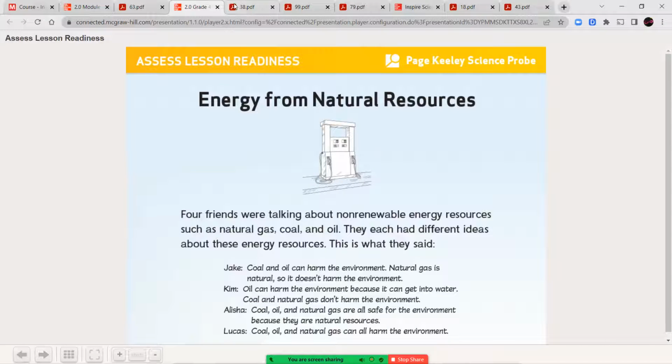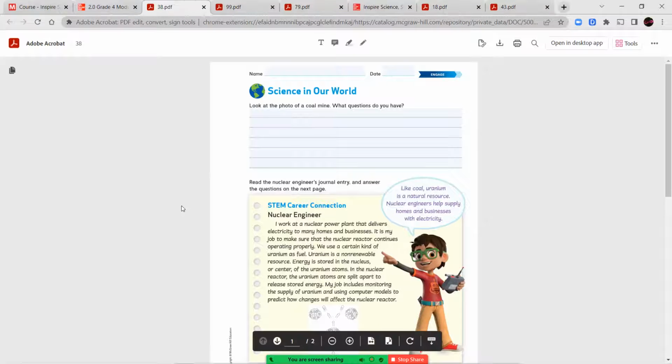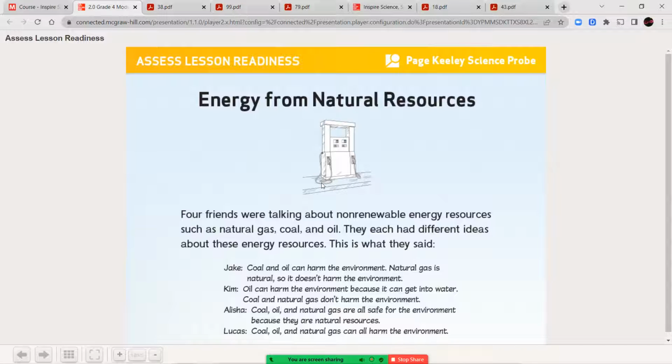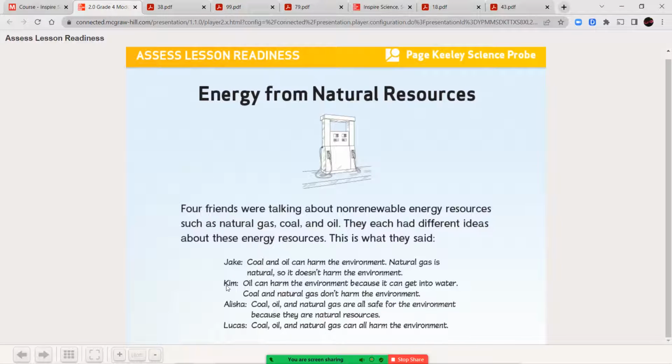So what we're going to do first is we're going to jump into your book and begin. You're going to begin in your book and you're going to complete this page about energy from natural resources. You're going to read through the different conversation with the friends, decide which one of them you agree with and why, and write down an explanation in your book.